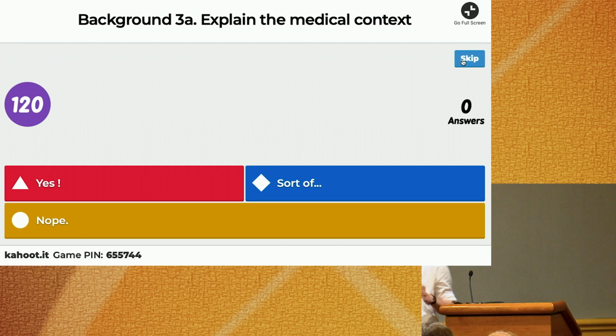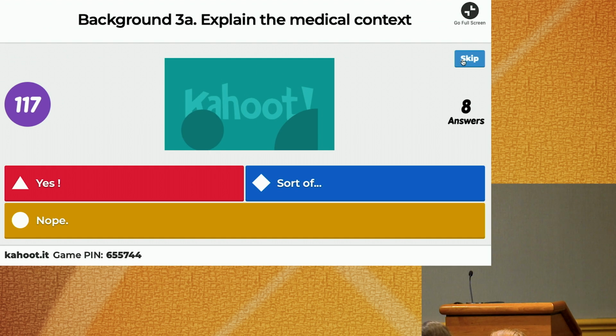Yeah, so this is basically, does it sufficiently explain the medical context? Oh, you've all got the hang of it now, because we're all coming in much quicker.